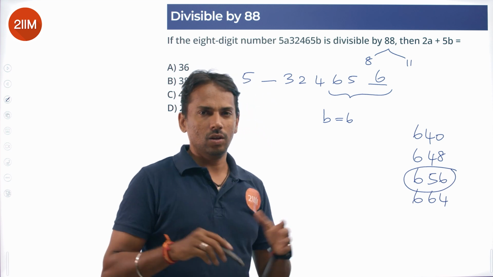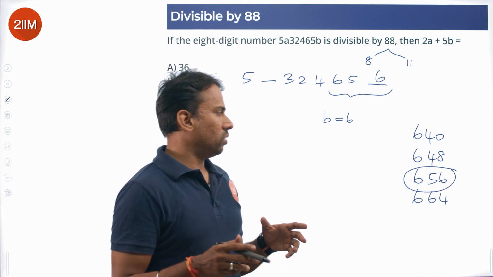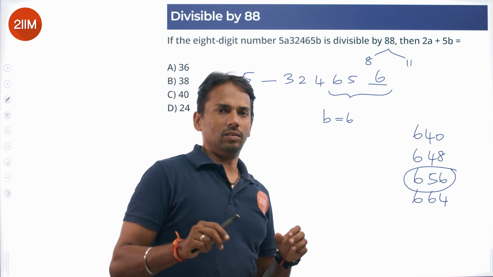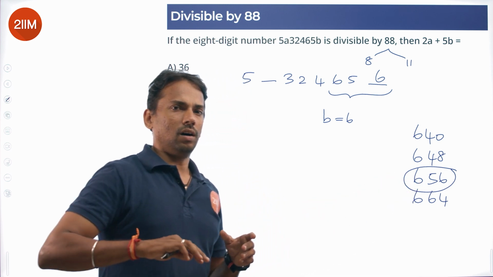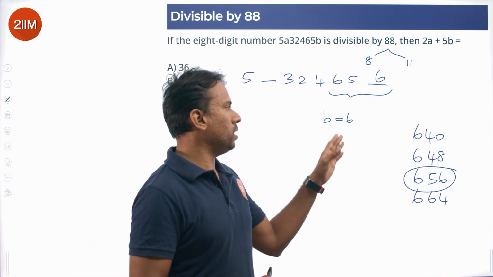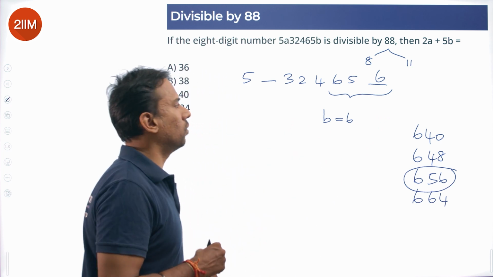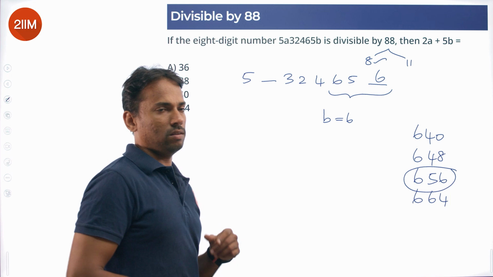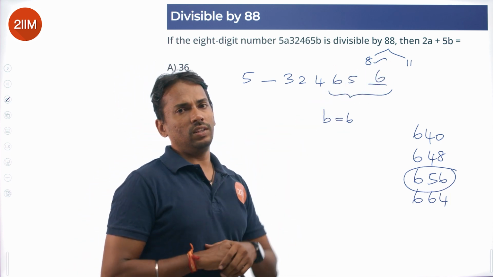Okay, fine. So without any kind of complications, we don't get any different answers. We got a unique value for B. B is equal to 6. Fine. Now this is done. We have used the test of divisibility of 8. Now we have to check with 11.